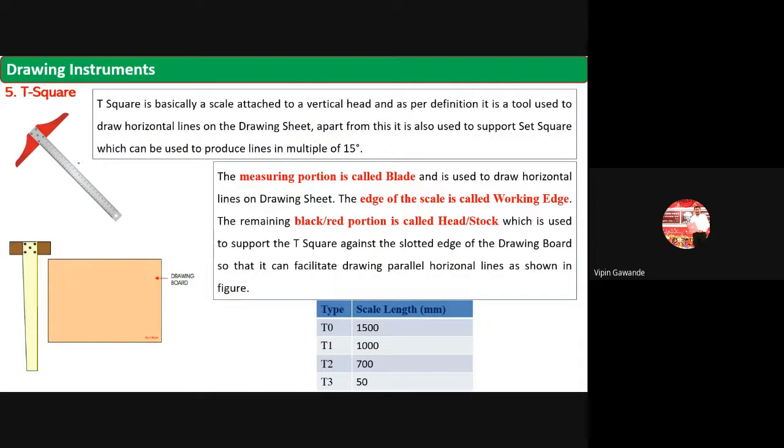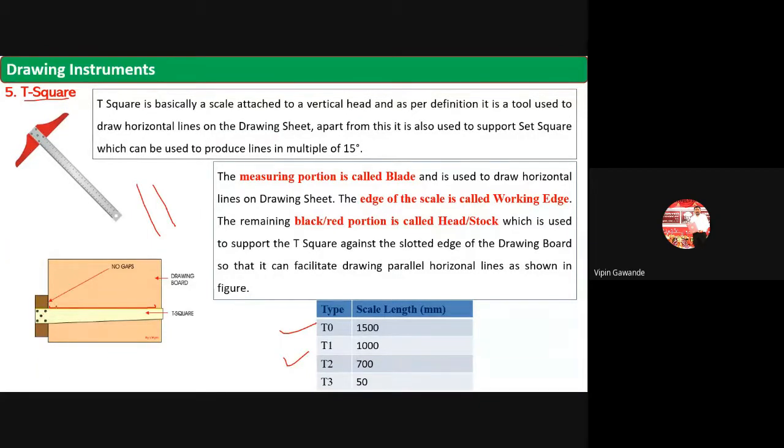Okay, then we have the T square. For what purpose is it used? The T square is used for drawing the horizontal lines. It is only used for drawing the horizontal lines, not the inclined lines. Okay, you can't draw the inclined lines using this T square. The T square is only used for drawing the horizontal lines. Okay, so these are the different types of the T square.